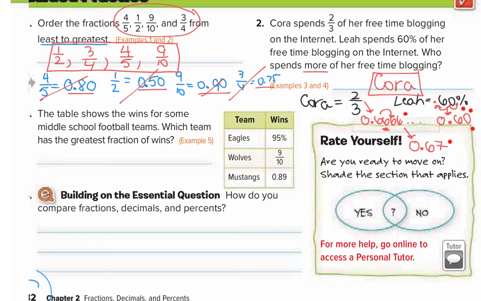Number 3, the table shows the wins for some middle school football teams. Which team has the greatest fraction of wins? Although it says greatest fraction of wins, we can still convert them all to decimals because whichever is the greatest decimal is also going to be the greatest fraction.